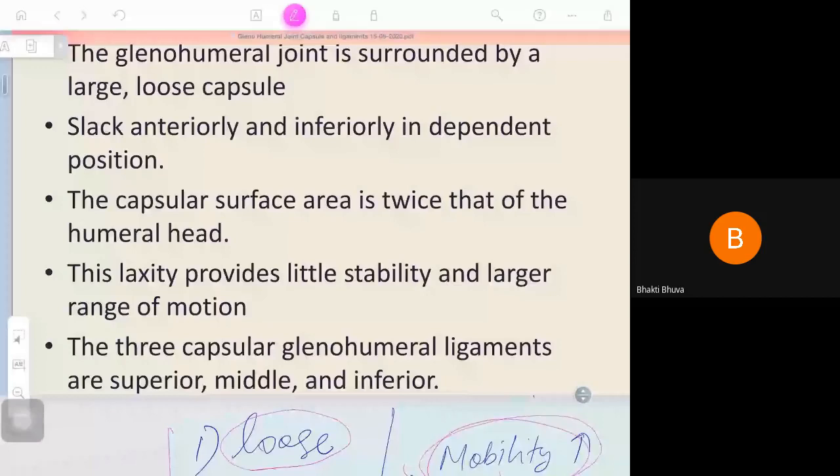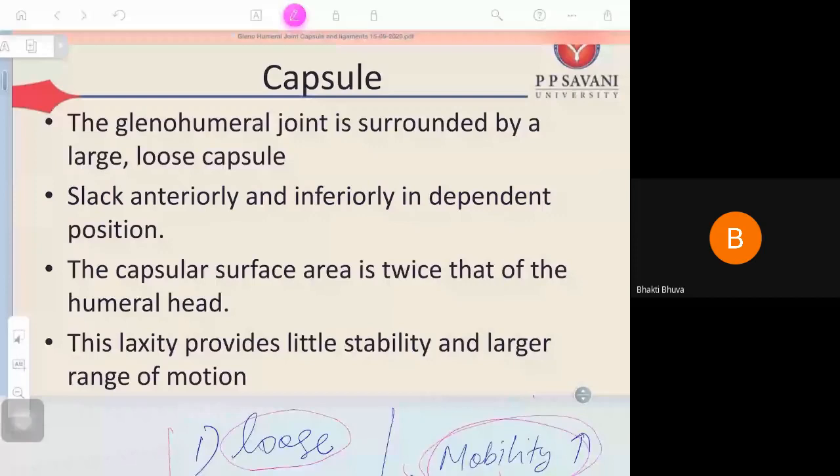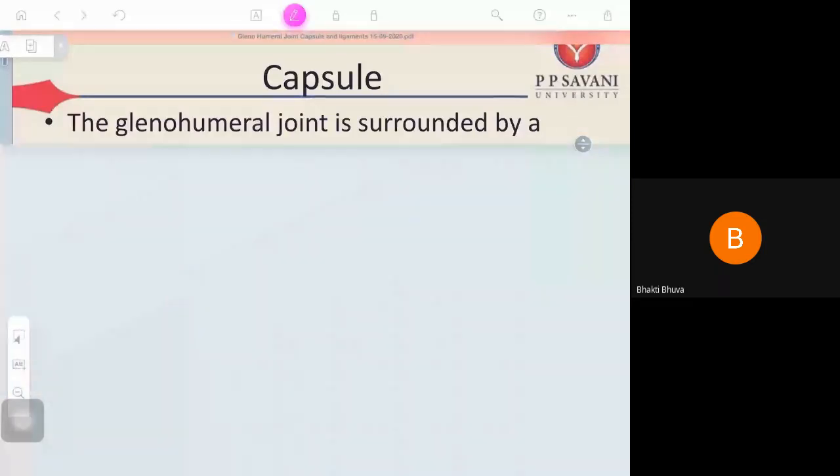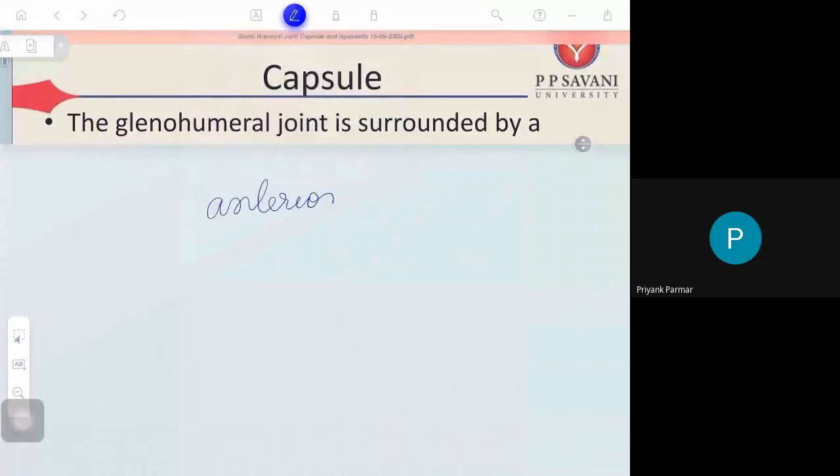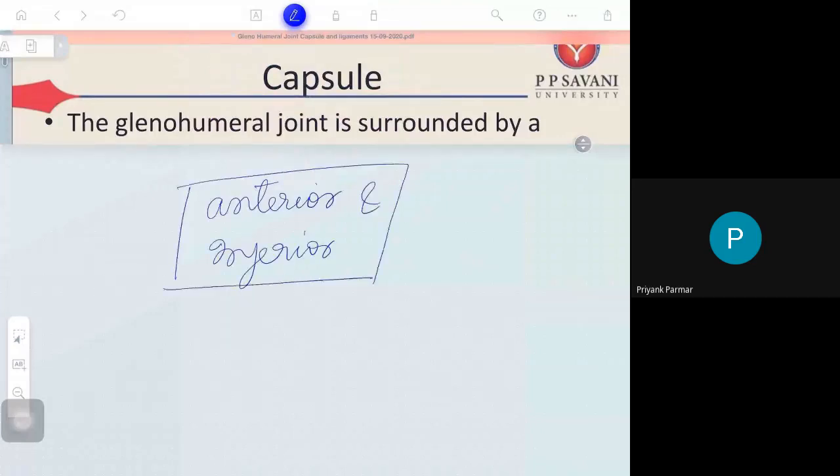Second point, this joint capsule is slack anteriorly and inferiorly. Slack means it is very loose. Especially it is loose in the anterior direction and inferior direction. That is why the dislocation in the shoulder is common in which side? Do you know? In shoulder, what is the commonest dislocation site? It is anterior and inferior. So this is the commonest dislocation in the shoulder joint.